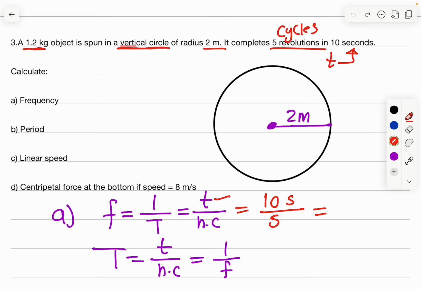No. The formula is wrong. Sorry. The formula is wrong. I read the wrong formula.